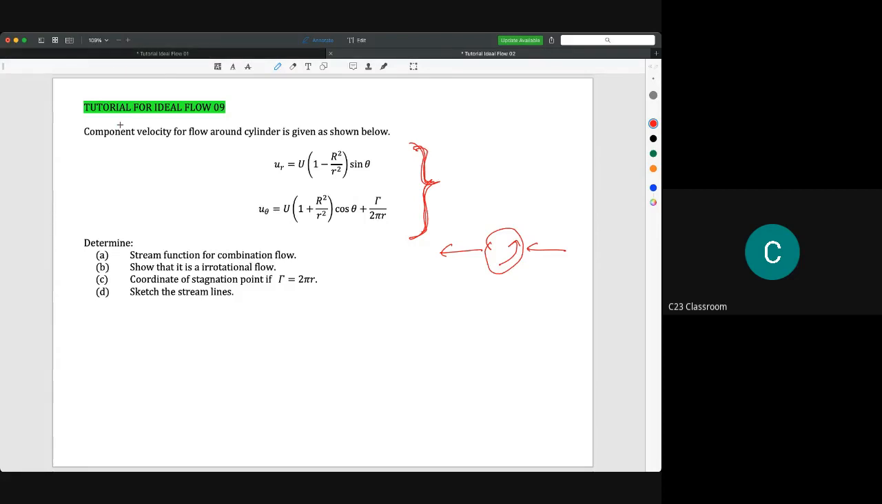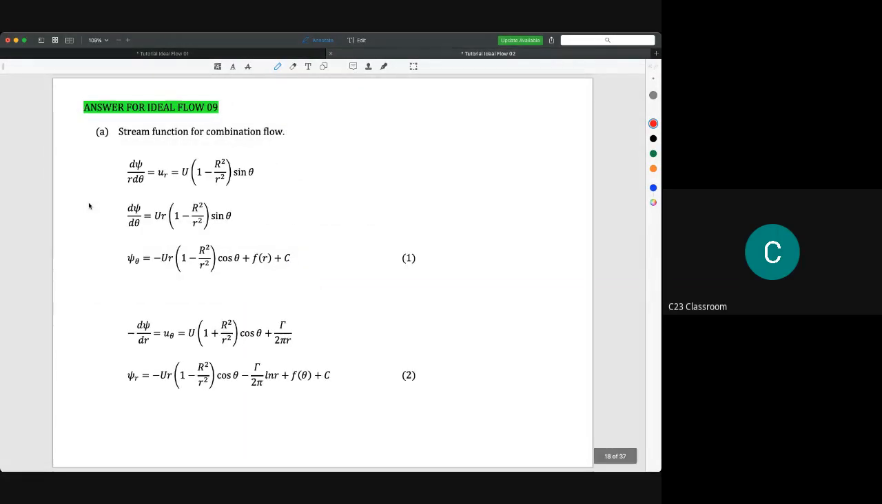Okay, so what we need to calculate is, first, we need to determine the stream function. And then we need to show it is an irrotational flow, because in ideal flow we can only solve an irrotational flow. Please make sure that you understand that. And then the coordinate of the stagnation point, where gamma is equal to pi r. And also you need to sketch the stream line.